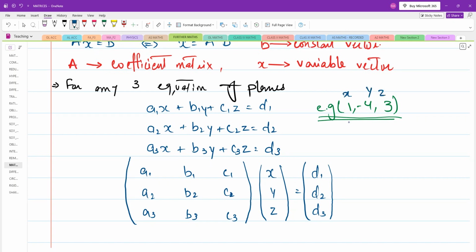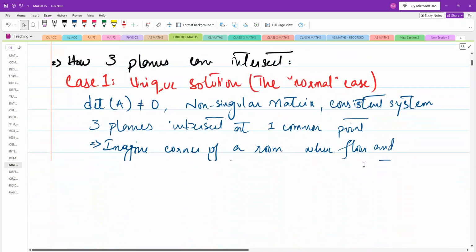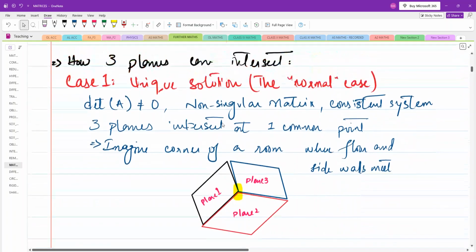When I put these coordinates in all three equations, the left hand side and the right hand side will be equal, which will show us that this point does in fact lie on all three planes, and in other words, all three planes are meeting at this one singular point. Given that the determinant of matrix A is not equal to 0, it's a non-singular matrix, or a consistent system.